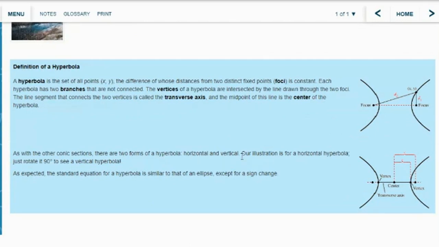There's either horizontal or vertical. And the ones shown in the illustration here are both horizontal. I mean, it goes left and right. See, our illustration is for a horizontal hyperbola. If you rotate it 90 degrees, it would be a vertical hyperbola, which would be up and down, and the space would be in between there. So let's look at the standard equation for a hyperbola. It's very, very similar to an ellipse. We just changed the sign.